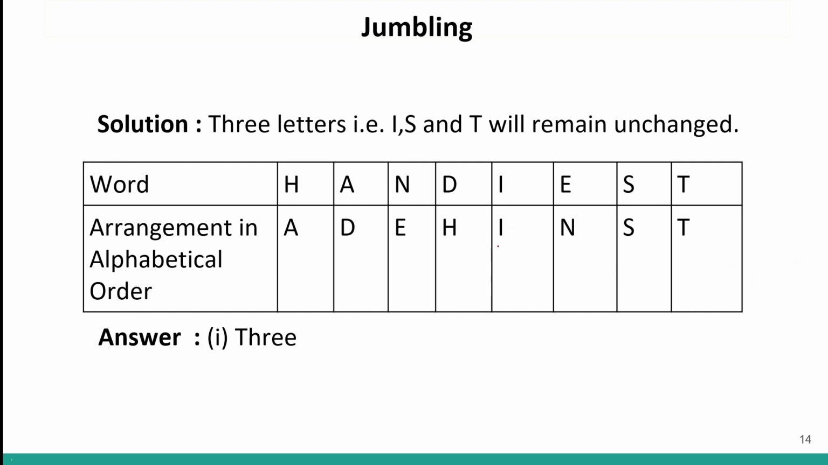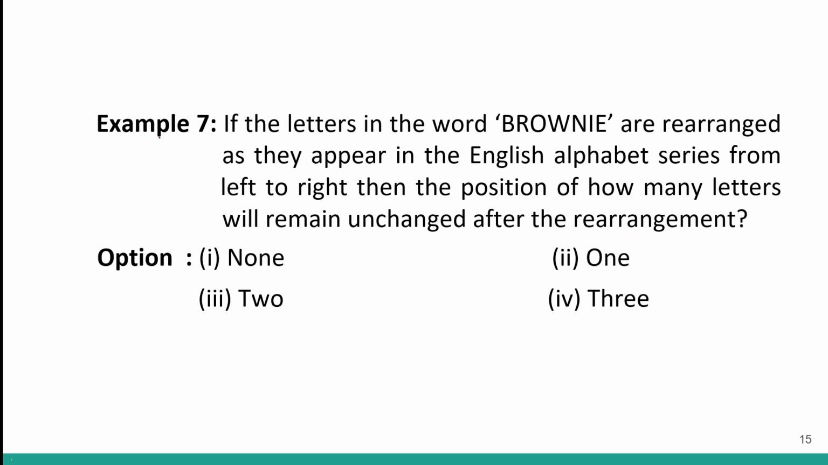Here you can see that for I, for S and T, the position has not changed. Now example 7. If the letters in the word brownie are rearranged as they appear in the English alphabetical series from left to right, then the position of how many letters will remain unchanged?